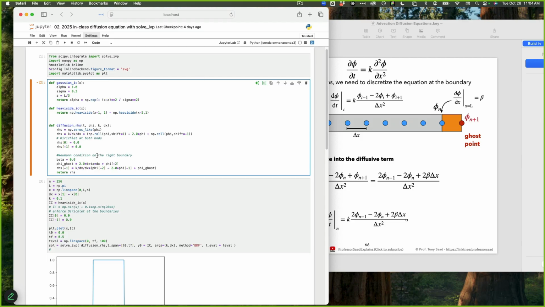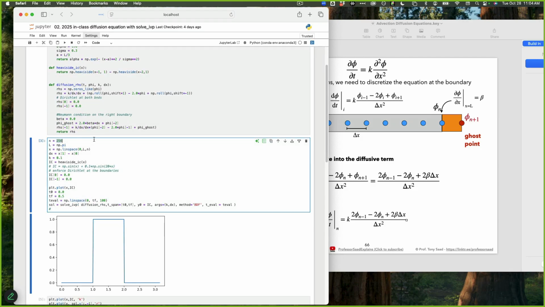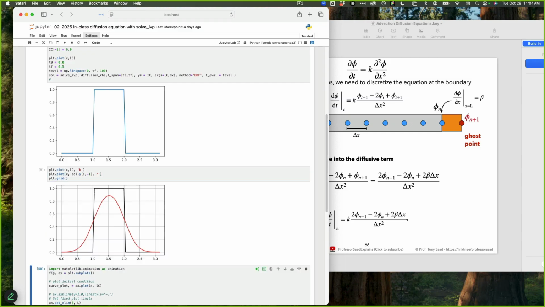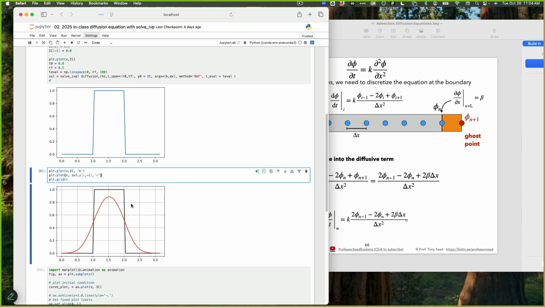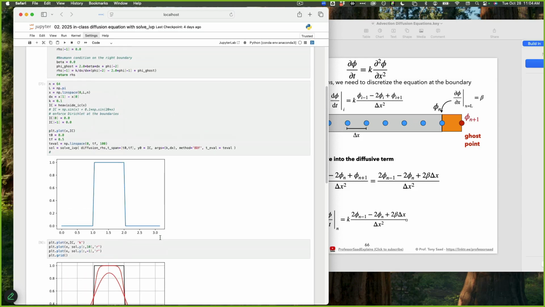So let's start first with the zero Newman condition here. So what we should expect, I'm going to drive this to maybe 64 points just for it to be faster. Okay, so what we should expect here is that the right boundary is still flat, which is correct. That's a good sign that we're doing this correctly. I can plot at a few other points as well. After 10 time steps, it's starting to diffuse, and then it's staying flat at the boundary. So that's good. Now let's go and experiment.